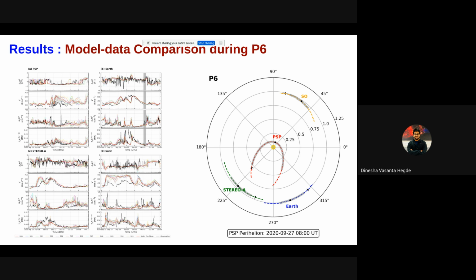solar radii and multiple heliocentric distances. But in this case, P6, it is just near 1 AU, but on the far side, Solar Orbiter. So basically, we scale each variable other than velocity to remove this radial dependency, so we will be on the same scale, same level. So now we can compare and validate, calculate metrics, and compare our simulation results.